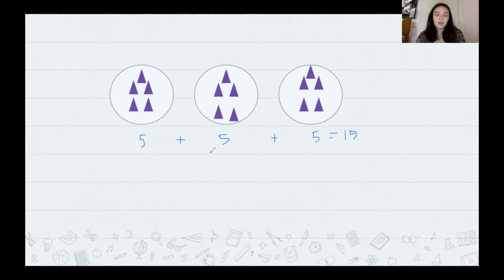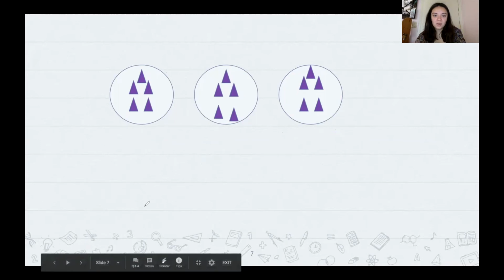Now I'm going to write a multiplication sentence. So I have 3 groups, and each group has 5 triangles in it. So 3 times 5 equals 15. And you can double check that by counting. You can check it with your repeated addition sentence, or you can just count. So 1, 2, 3, 4, 5, 6, 7, 8, 9, 10, 11, 12, 13, 14, and 15. So go ahead and clear that. Move on to the next one.